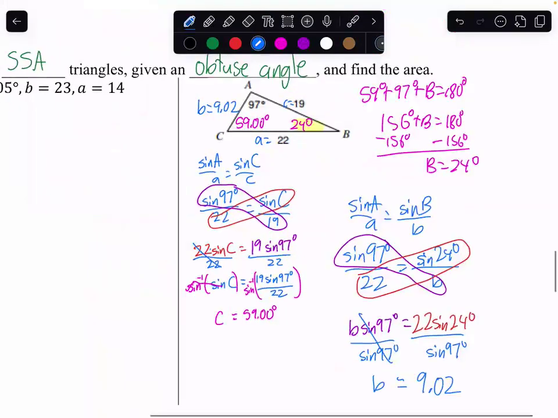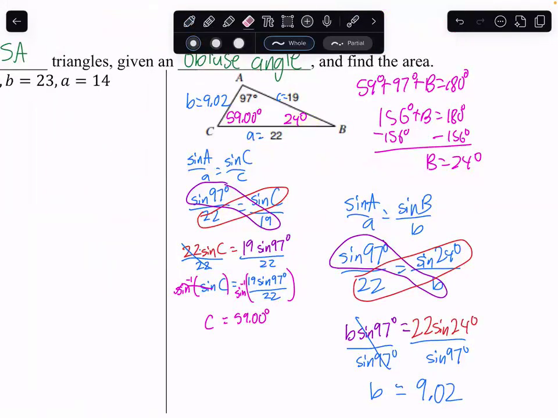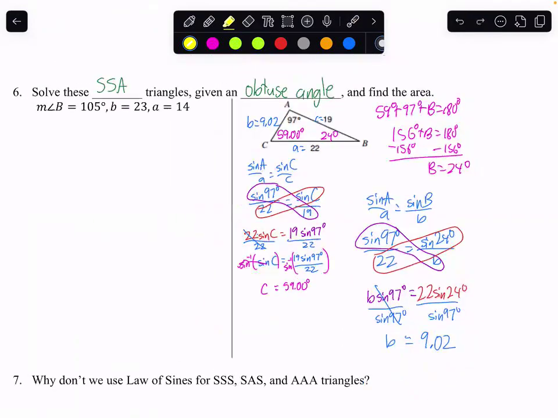Okay, so again, don't forget, you should always check the three theorems. 97 plus 24 is 121, plus 59 is 180. The two shorter sides add up to 28.02, which is more than 22. The longest side of 22 is opposite the largest angle of 97. The shortest side of 9.02 is opposite the smallest angle. So all of that is good.